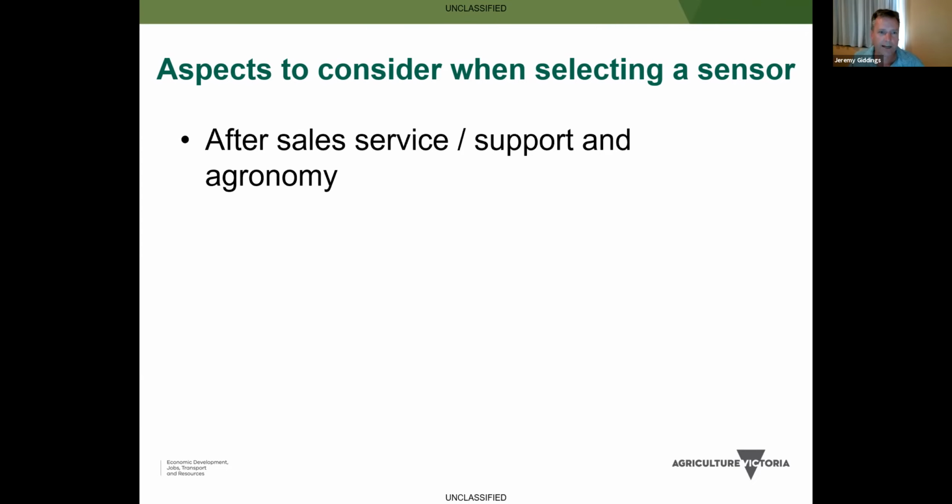The first one is the after-sales service, the support and the agronomy. And this is really important. It's all about having someone who is able to get the tool to work for you. And we know they all work in the laboratory, or they all work for researchers, but do they work for the practical irrigator out there?